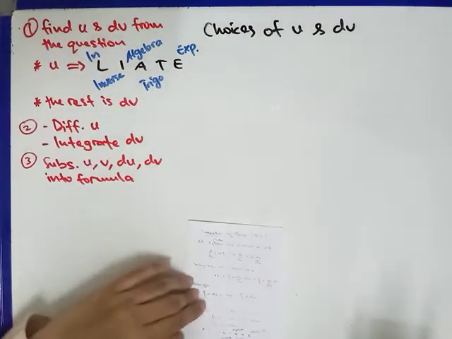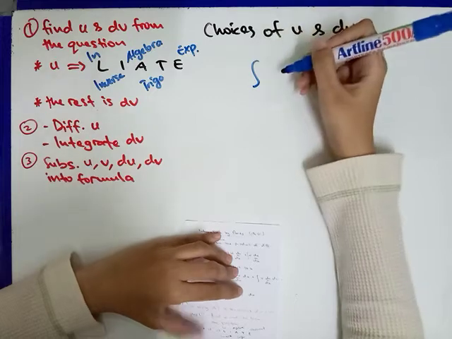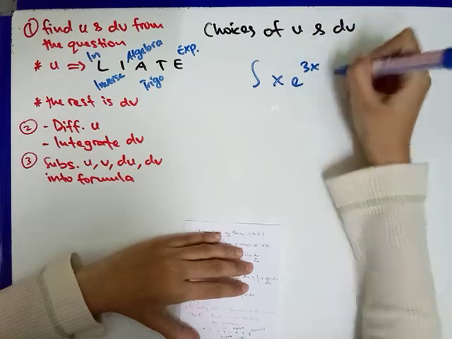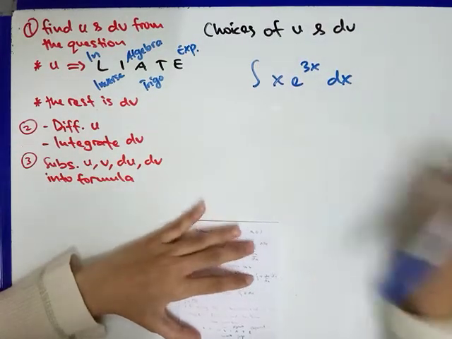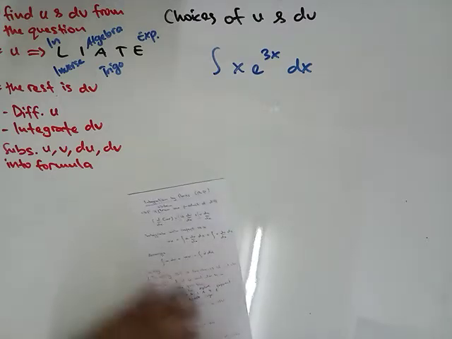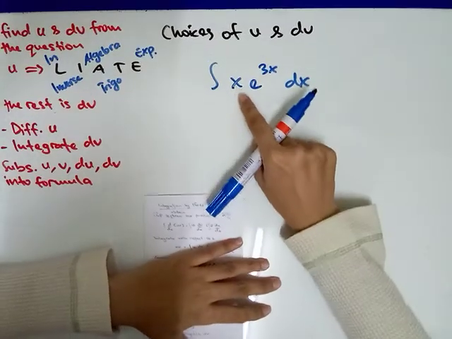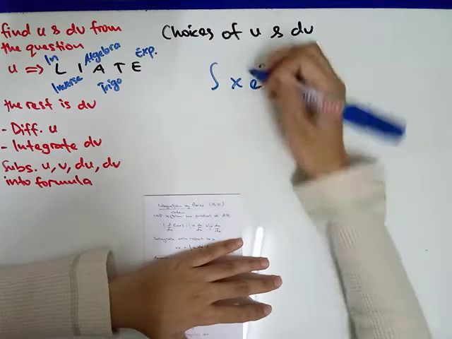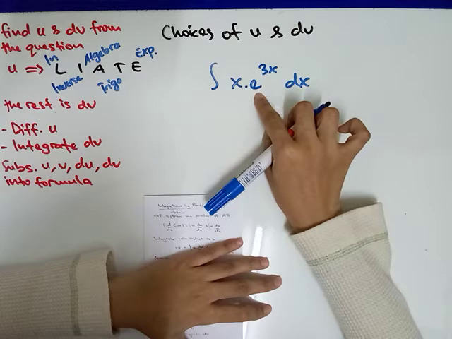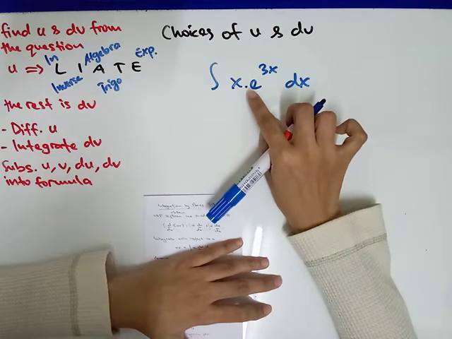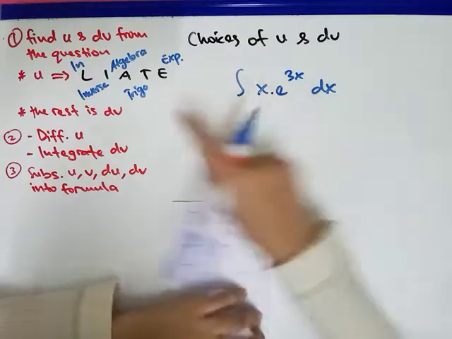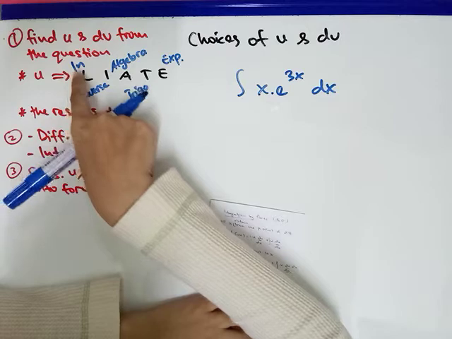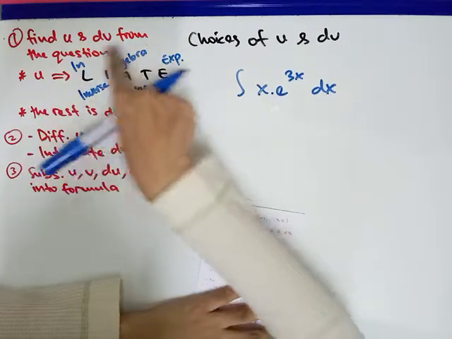So for example, integrate x times exponent 3x dx. This is from my example. This one is the product of two functions. We have x and exponent. This is the multiplication concept. So we have to use the IBP, integration by parts. Macam mana nak use? First you need to find U and dV. You need to let U follow this sequence.